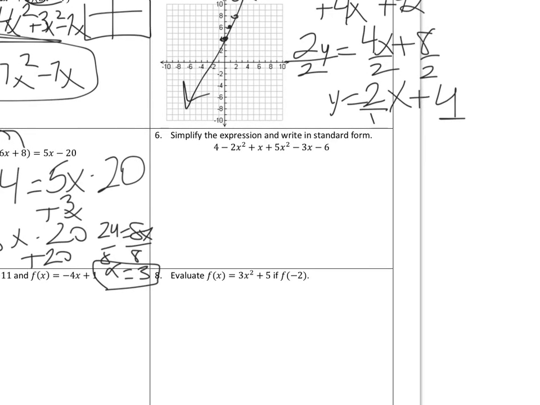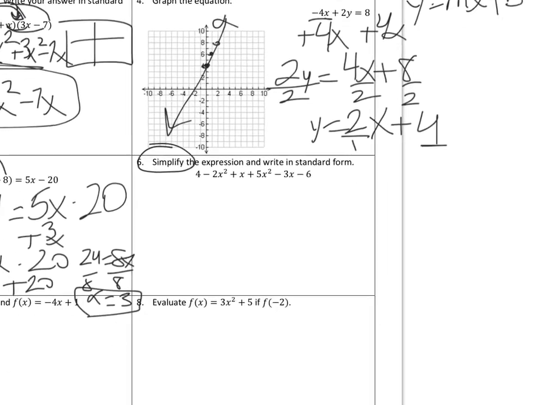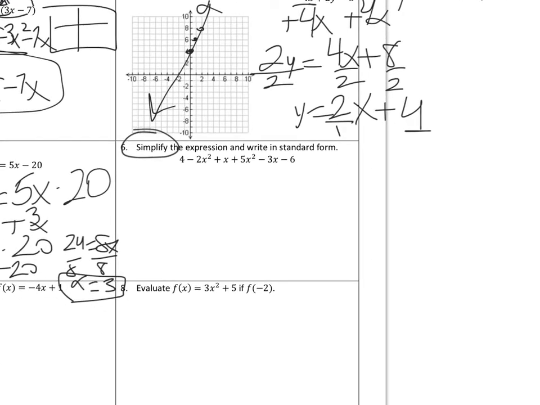Okay, simplify. We are not solving, we're simplifying. So all we're doing is exactly what we did in question number 1, combining your like terms. Okay, so find your highest degree, which is the x squareds. Negative 2x squared plus 5x squared is 3x squared. Then go to your x's. We have an x and a negative 3x, which makes it negative 2x. And then 4 minus 6 is negative 2. And you're all done.